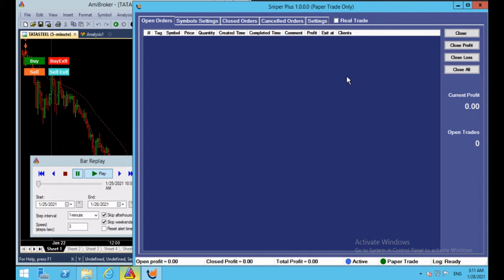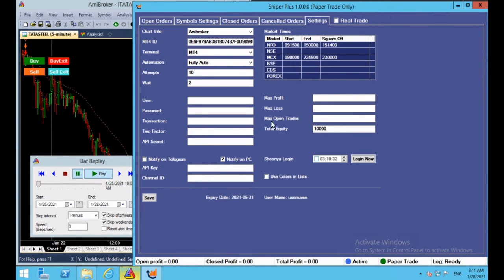Now go to settings. Here we have open orders, open trades, maximum open trades. Let us keep it as 8.